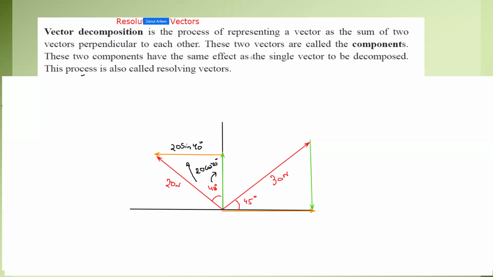Why is it not correct? Because when the vectors are pointing, the second vector should start from the head of the first vector. This is the first vector, the second vector should start from the head of the first. And the resultant is from the tail of the first to the head of the last, that should be the resultant. That's why the direction was not correct.